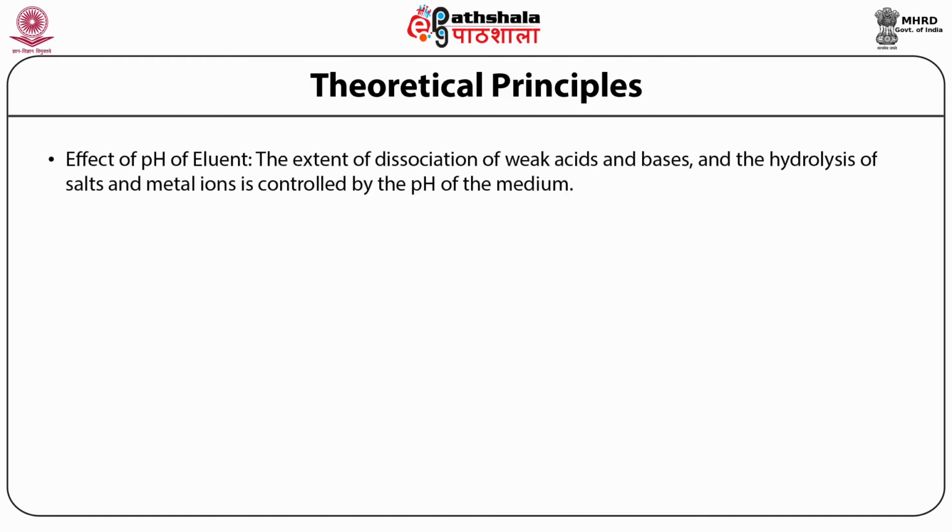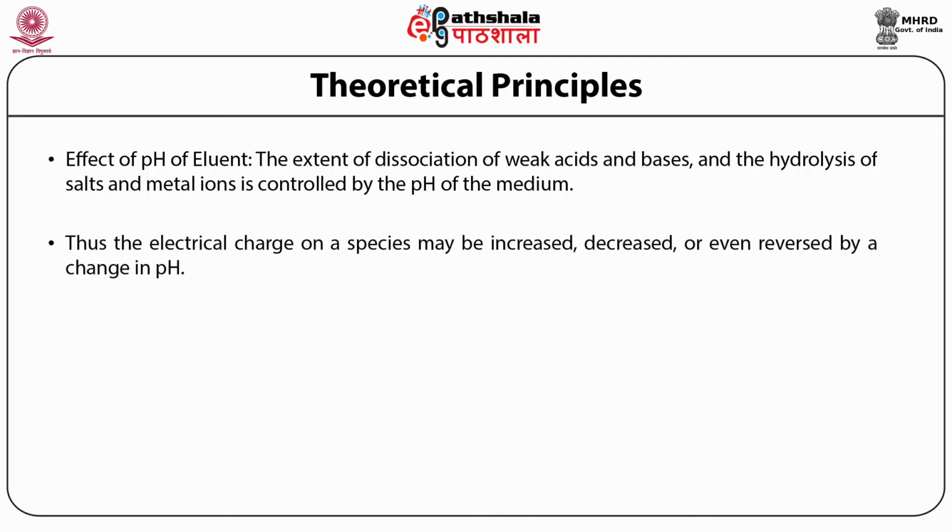Effect of pH. The extent of dissociation of weak acids and bases and the hydrolysis of salts and metal ions is controlled by the pH of the medium. Thus, the electrical charge on a species may be increased, decreased, or even reversed by a change in pH. In this manner, a delicate but powerful means of influencing the distribution or of preventing exchange together. This behavior is especially important in the separation of amino acids, which can carry a positive, negative, or no net charge depending on the pH of the eluent.